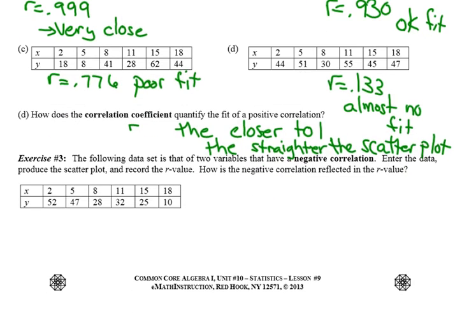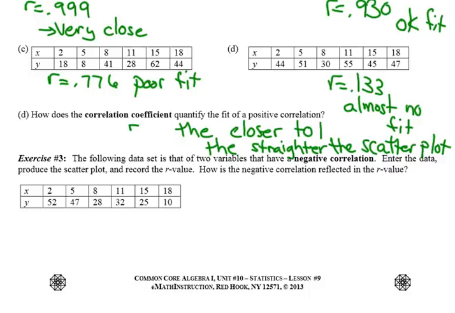All right, for this next one, I'm going to just assume that you know how to enter the data right now and how to get there. So if you want to pause the video to try it yourself. But when we enter this one, now we're going to have negative correlations. So when you take a look at your scatter plot for this set, it's going to be going down.